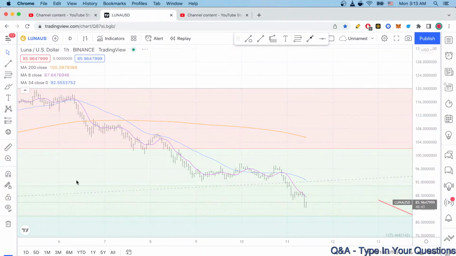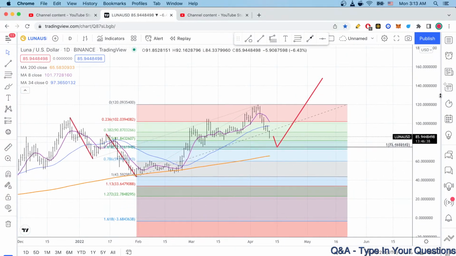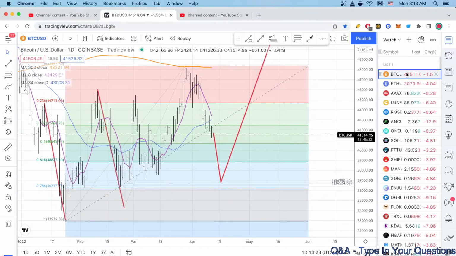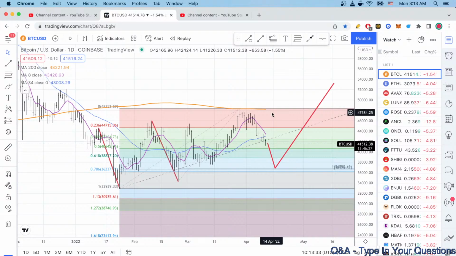Now, if we're going to compare this chart, okay, so this is Luna. I'm going to flip over to Bitcoin. If you take a quick look at Bitcoin, Bitcoin's been exhibiting weakness below that 200 moving average on the daily chart. So compared to Luna, this is a much weaker chart.